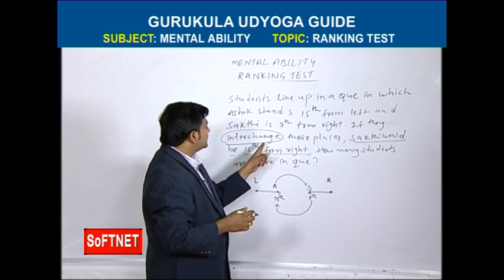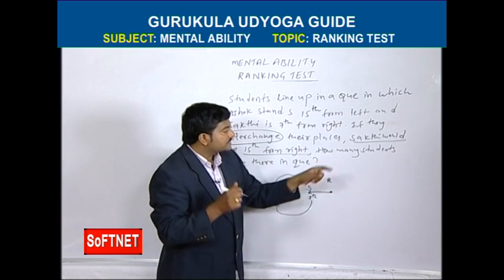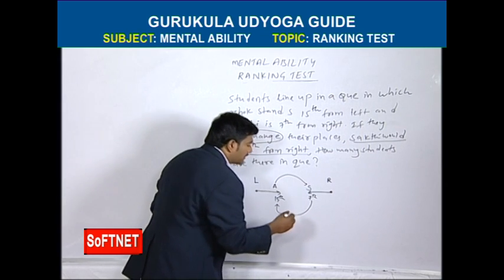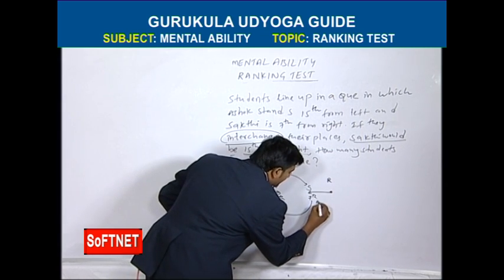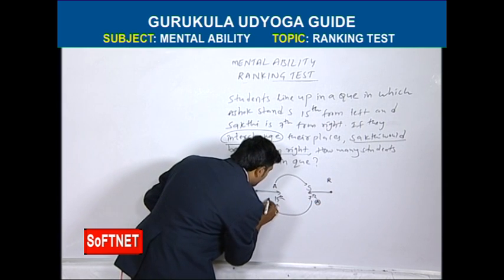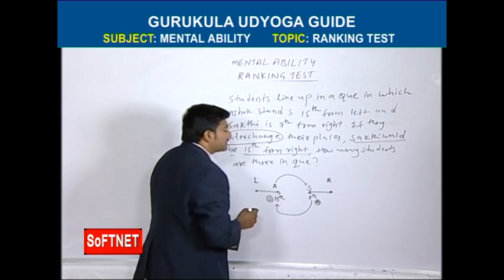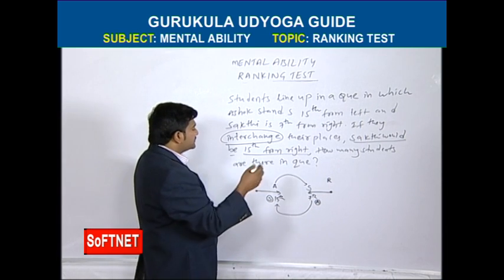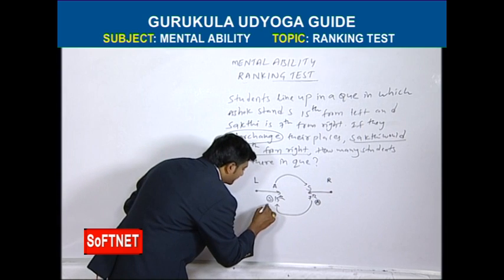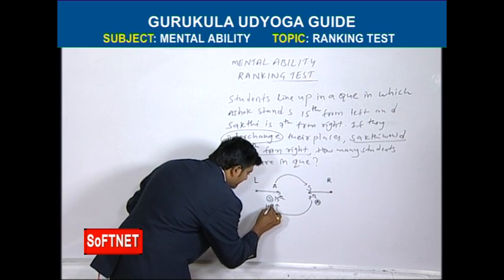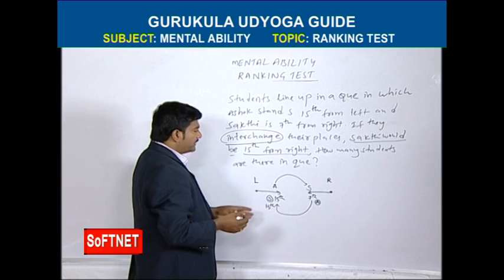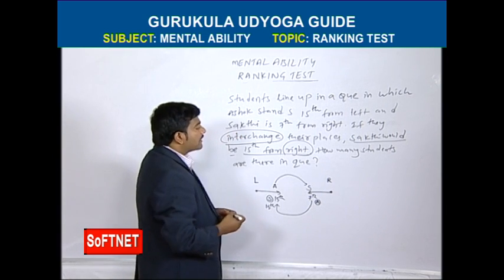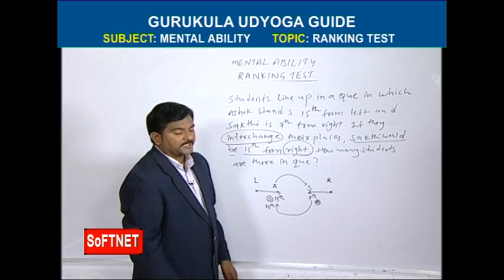After they interchange their places, Shakti would be 15th from the right. What does it mean? Now here Ashok is there, and here Shakti is there, because they interchanged their positions. So Shakti's position is 15th from the right. How many students are there in the queue?